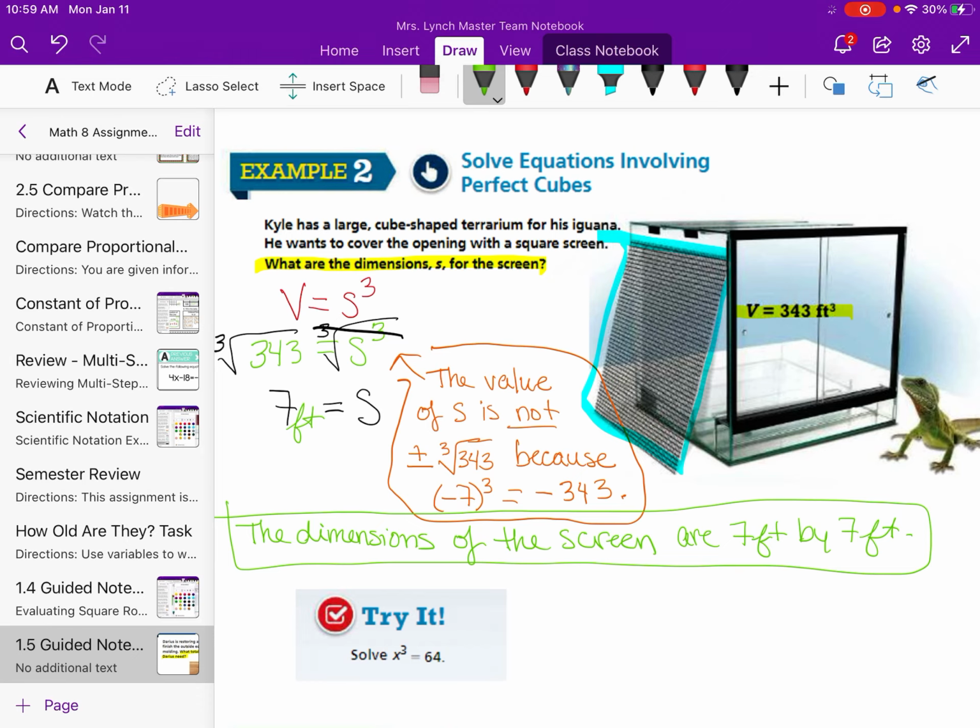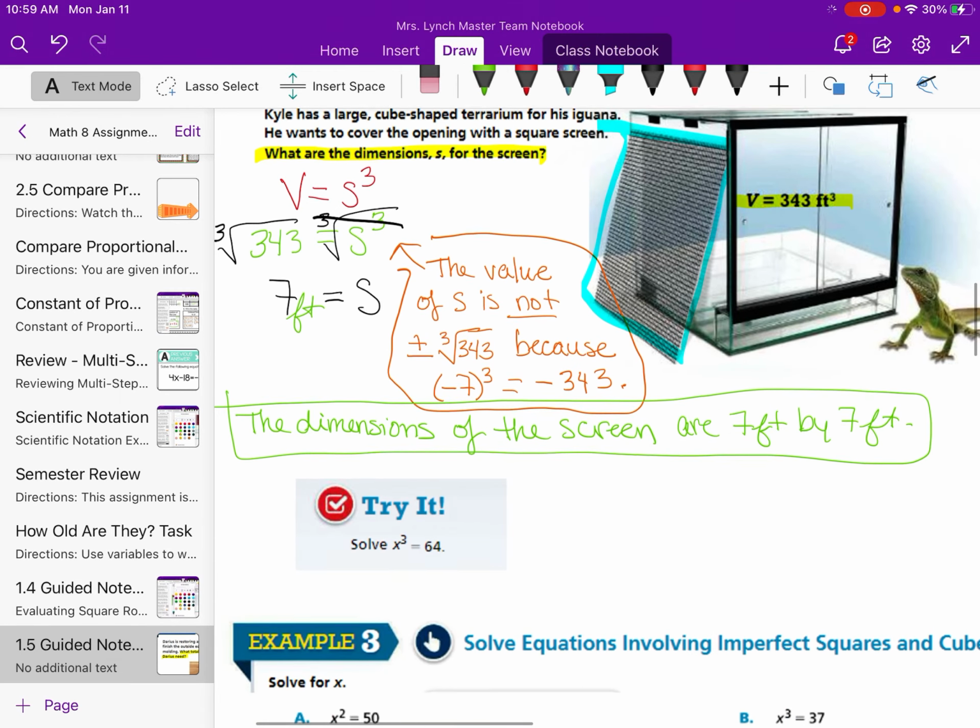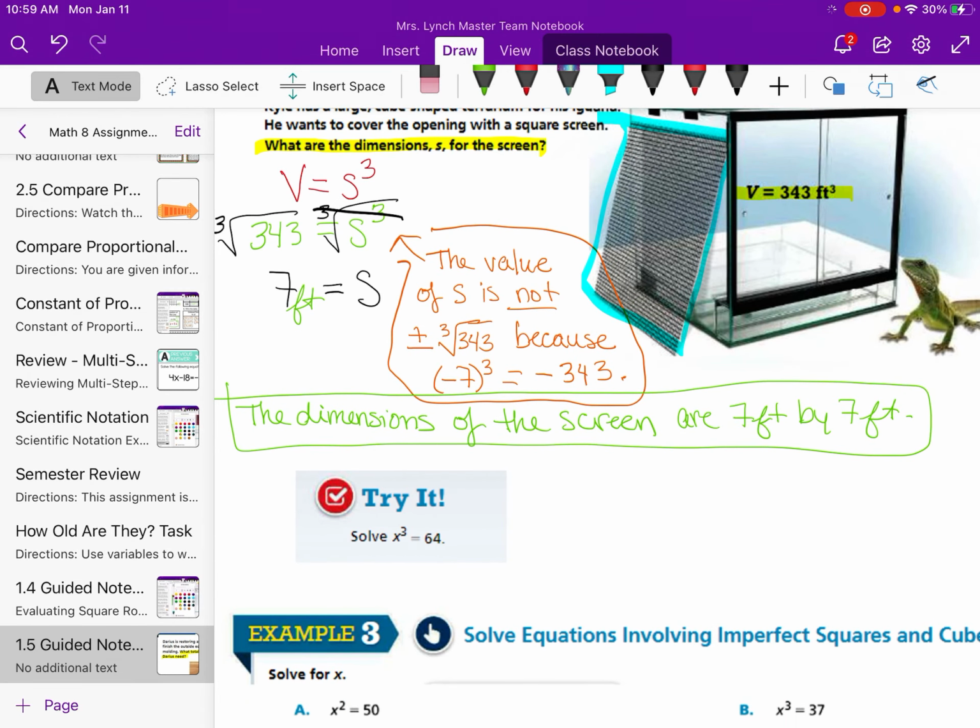So again, you don't have to worry about the plus or minus situation because anytime you have something with a negative being multiplied 3 times, your answer will still be negative. Okay, so let's try the try it problem. So it says x cubed equals 64.